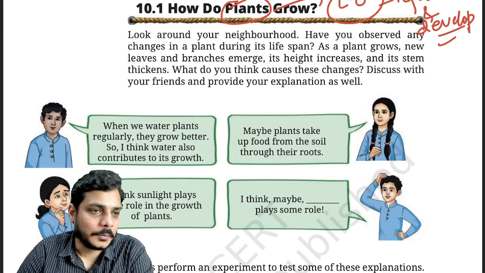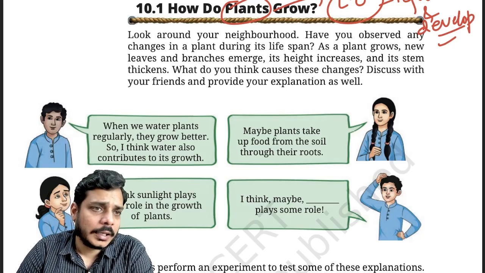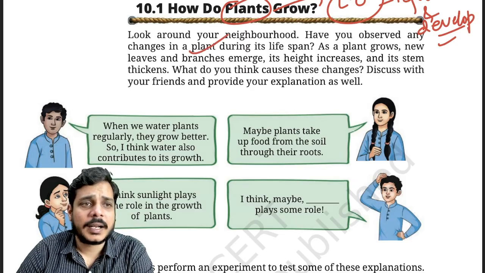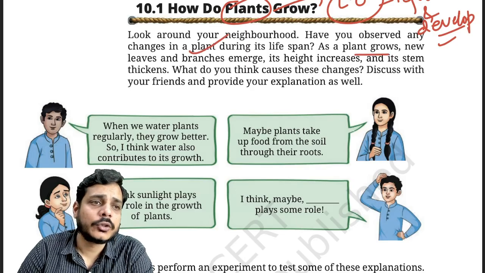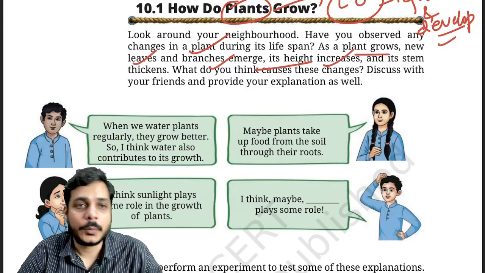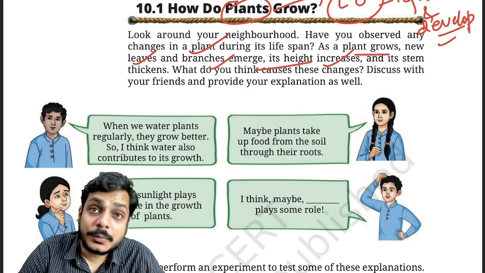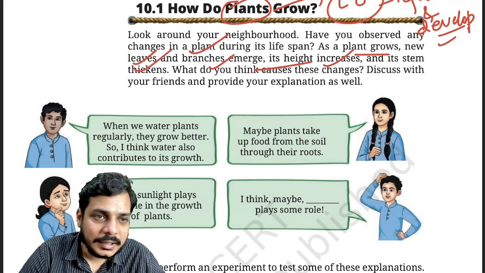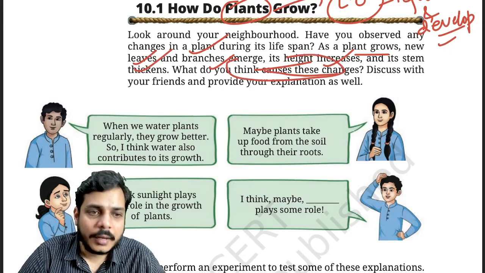All right, now let us see. Have you observed any changes in the plants during their lifespan? As a plant grows, new leaves and branches emerge, the height increases, and its stems thicken. What do you think causes these changes? You have to discuss this.